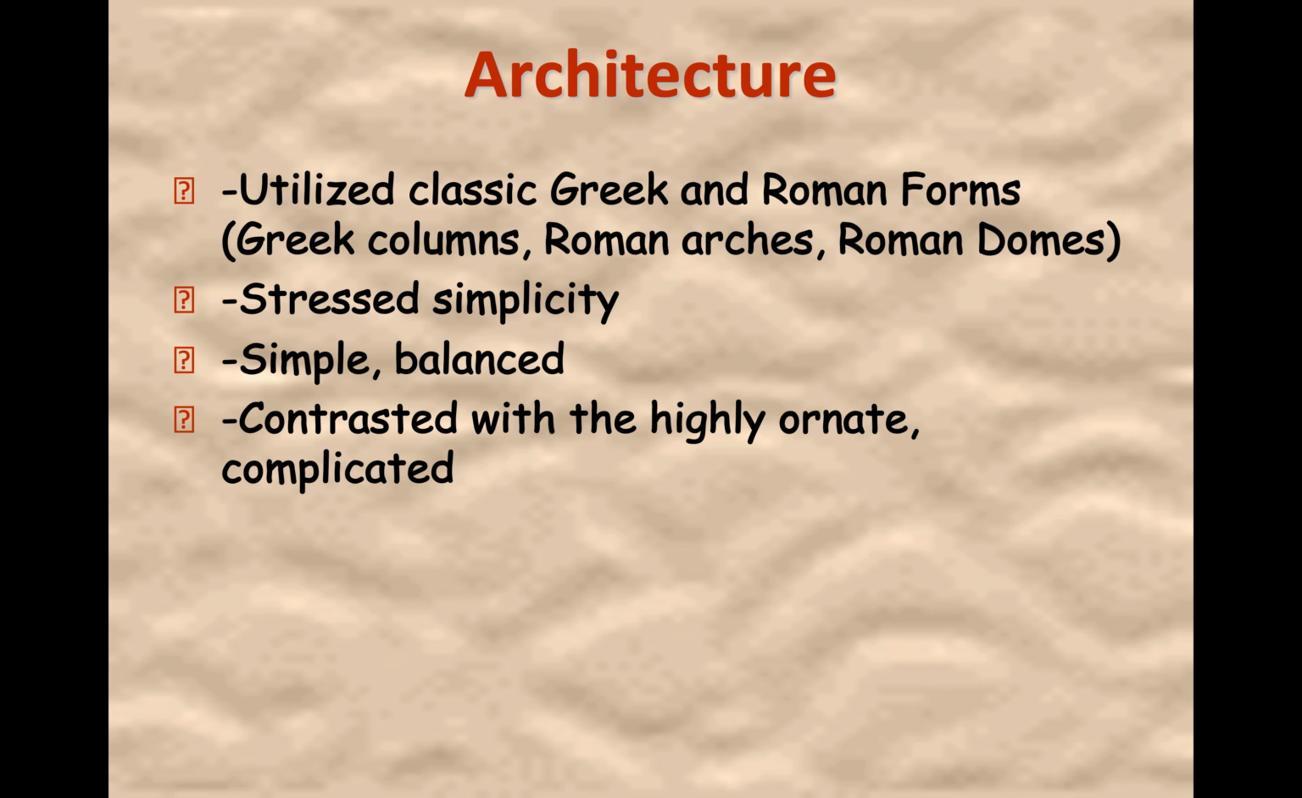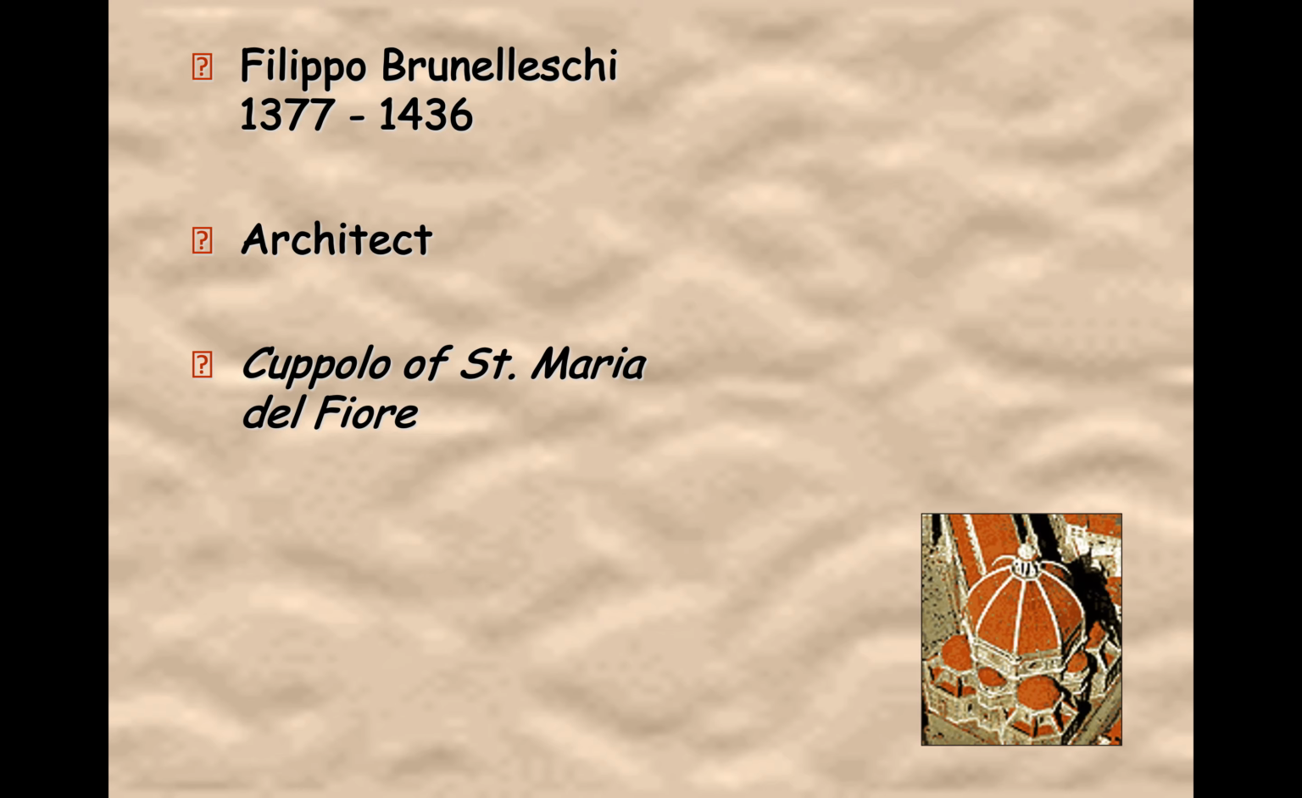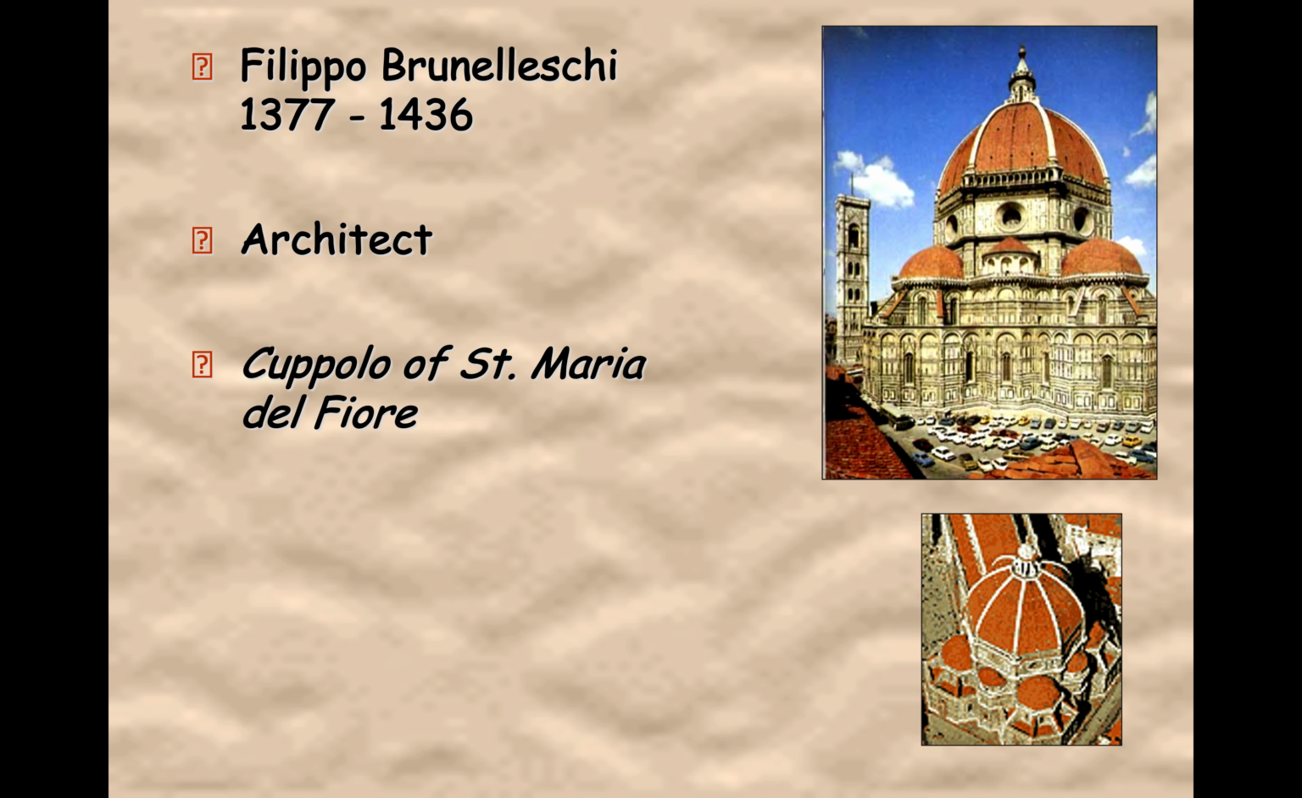Okay, this Renaissance architecture is going to be very simple. Okay, you're going to see a lot of columns. We're going to see Roman arches, Roman domes. Okay, we're going to see the influence of the Greeks and Romans within their architecture. Trying new things. Okay, very simple, very balanced. Okay, plain, not trying to be super fancy. Those are going to be some of the main themes that we see within the architecture.